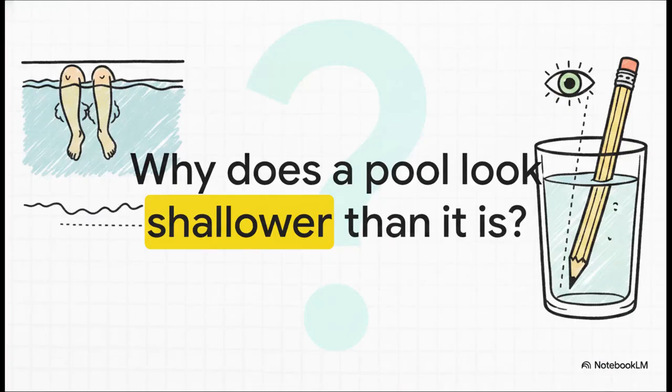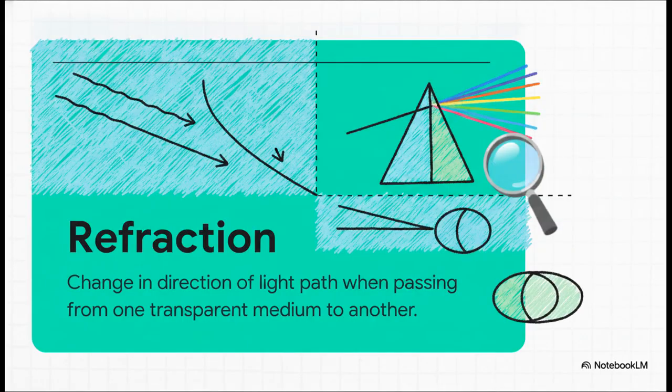So let's start with something you've probably noticed in real life. Have you ever dangled your legs in a swimming pool and thought, whoa, my legs look weirdly bent and thick? Or maybe you've looked at the bottom of the pool and it seemed way shallower than it actually is? Well, we're going to solve that mystery right now by looking closely at how light actually behaves. It all comes down to this one crucial definition.